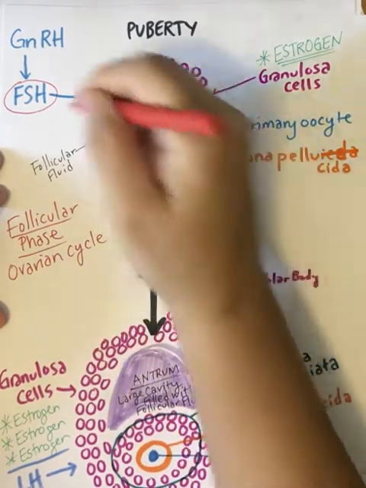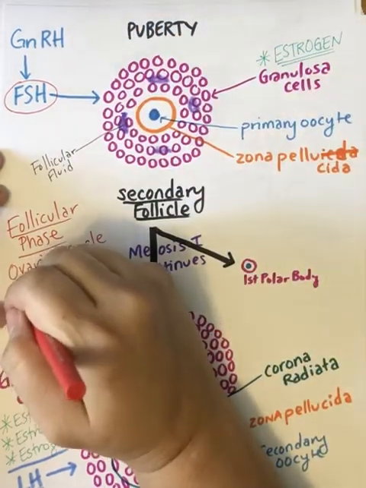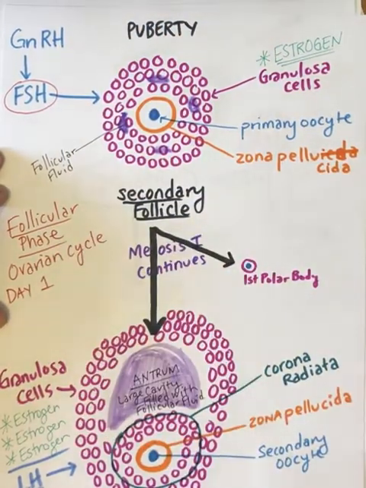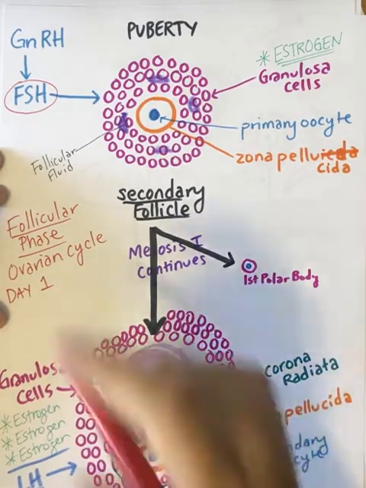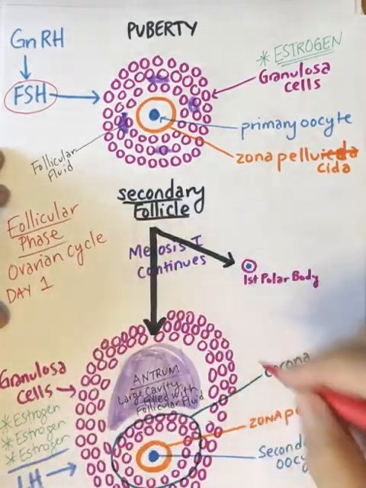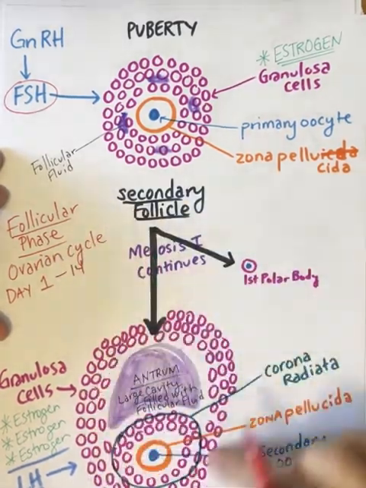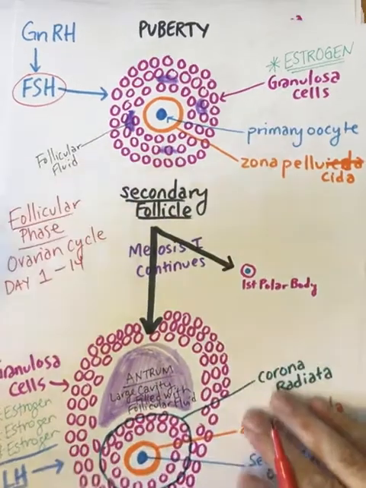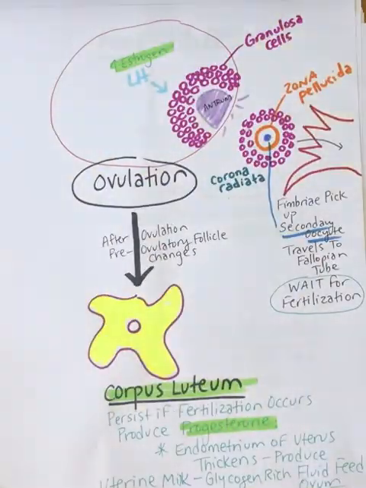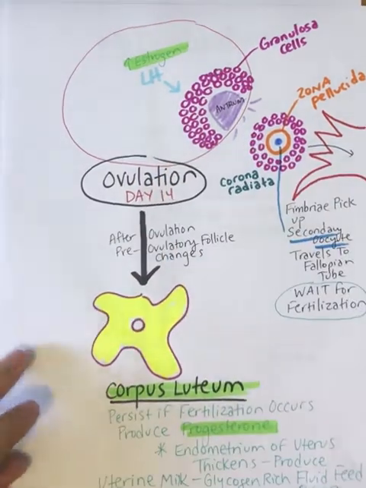So you produce FSH one time a month. So this would be day 1. And then you get to ovulation. So this is going to be halfway through the cycle. So day 1 to day 14, you grow this really large follicle. So at day 14, this is when you ovulate.